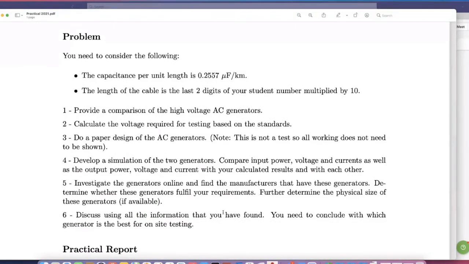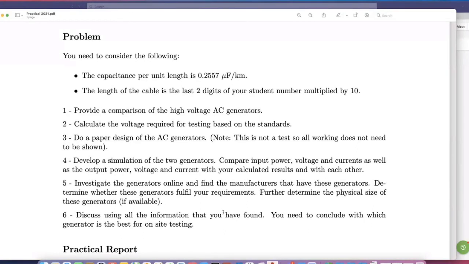We need to develop a simulation of the two generators and compare the input power, voltages and currents, as well as the output power, voltages and currents. You would need to discuss the results there and understand your results appropriately.